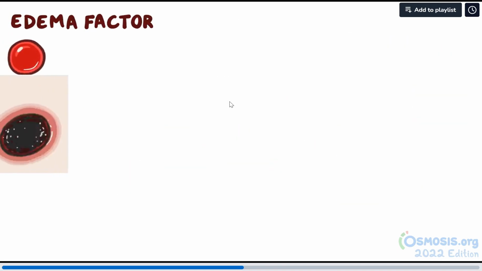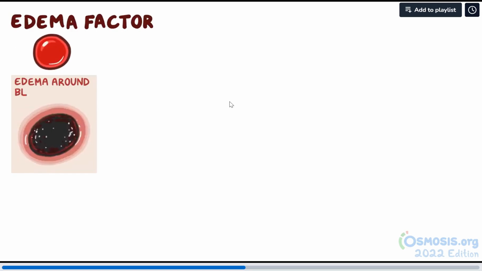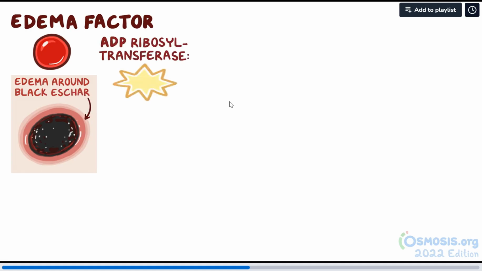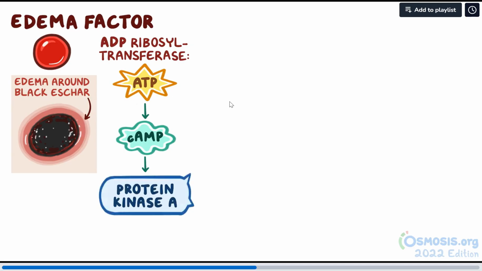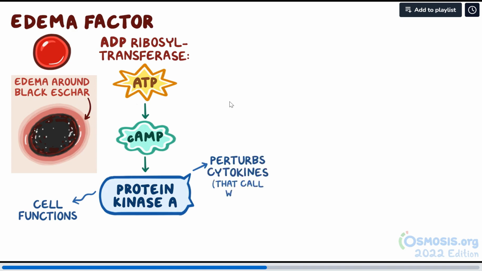Edema factor gets its name from the edema it creates surrounding the black eschar. It contains ADP ribosyl transferase, which converts adenosine triphosphate to cyclic adenosine monophosphate, or cAMP. cAMP activates the protein kinase A signaling pathway, and thus leads to activation or inactivation of many cellular functions. Importantly, activation of this pathway perturbs the cell's ability to create cytokines, which are signaling molecules that call for white blood cell reinforcements to neutralize the bacteria.